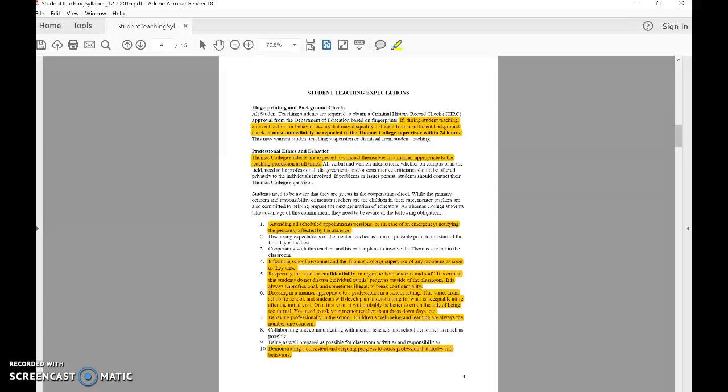Starting on page 4, we have listed our policies and our expectations for student teaching. These are very strict, and so you should pay close attention to any of the ideas or concepts on here. So the first is fingerprinting and background checks. At this point, you should all have your fingerprinting done. The key idea in this policy, though, is that if during your student teaching, any event, action, or behavior occurs that may disqualify you from a sufficient background, it must immediately be reported to the Thomas College supervisor within 24 hours. And that's to keep us updated so that we know what's going on with you.